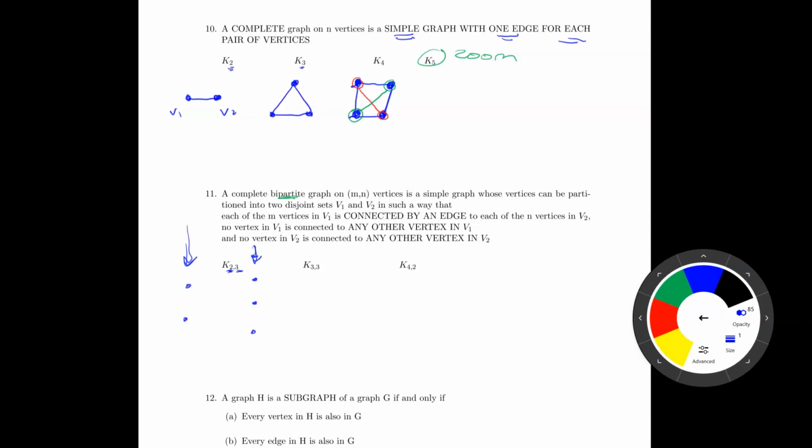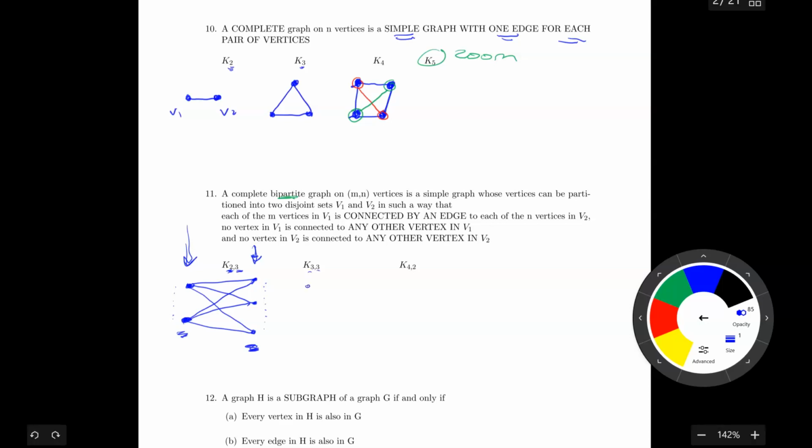Okay, so these vertices here are not going to be connected to each other. These vertices here are not going to be connected to each other, but every vertex on this side has to be connected to every vertex on this side. So this vertex here has to go to each of the three vertices, and this vertex here has to go to each of the three vertices. This is a bipartite graph.